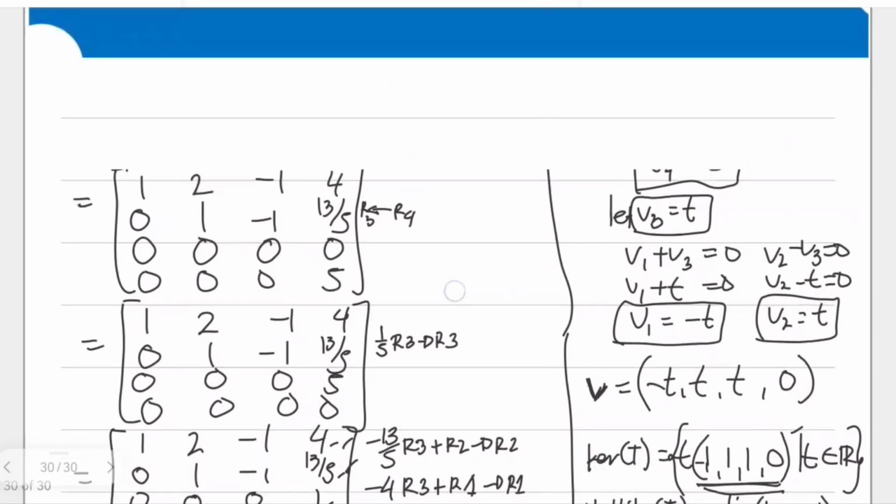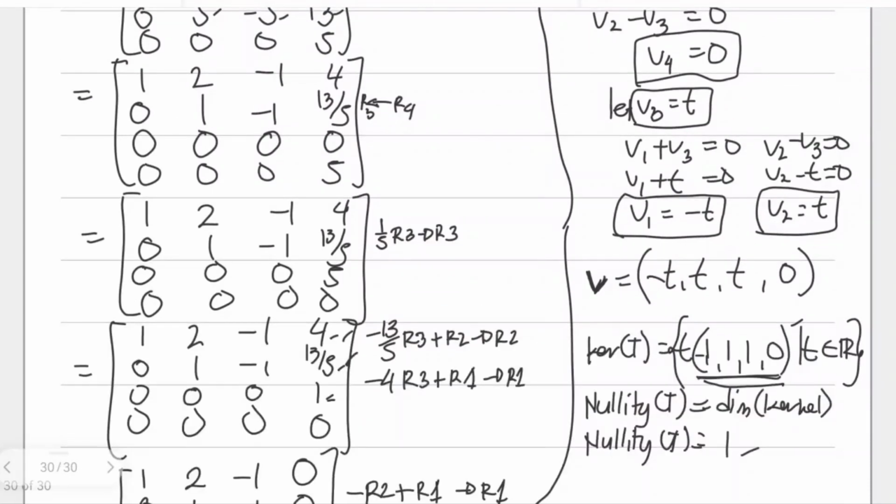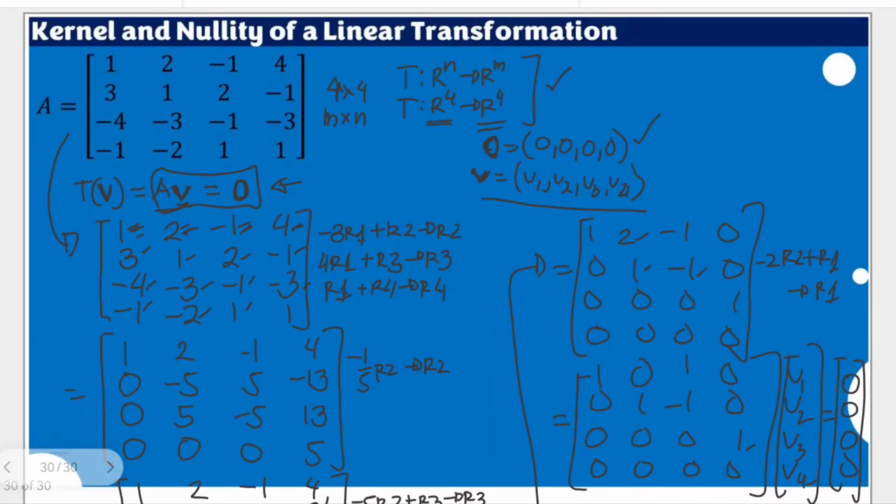So this is how we solve for the kernel and the nullity of T of this given matrix, which is a 4 by 4 matrix. Thank you very much for watching.